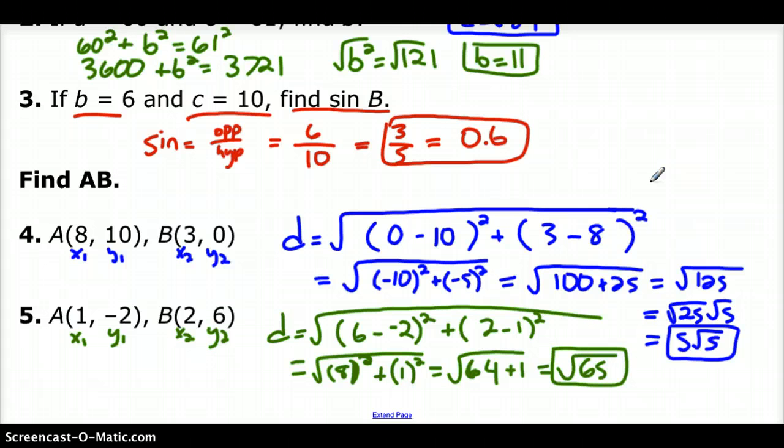So again, this warm-up was a little bit of Pythagorean theorem review and distance formula review, and obviously it's going to help us with what we're doing today with solving right triangles.